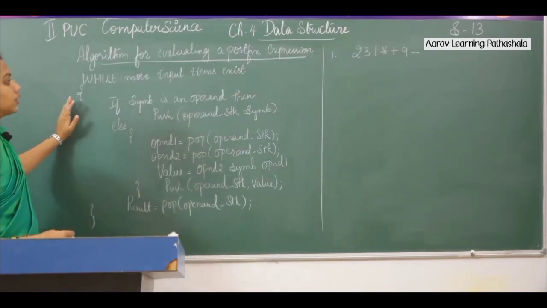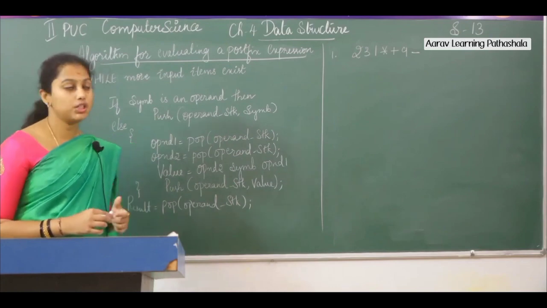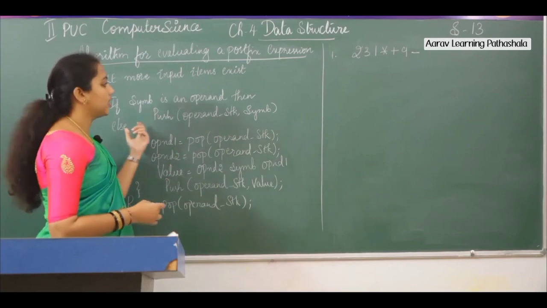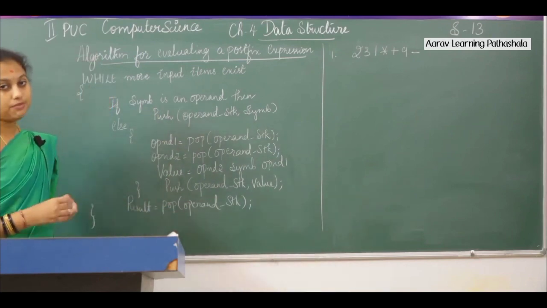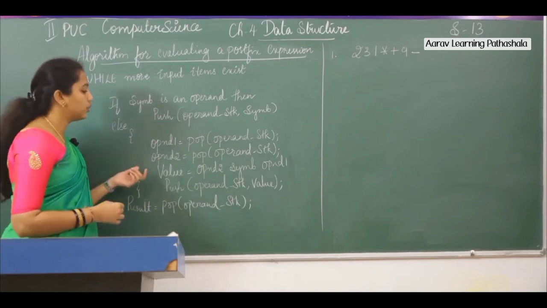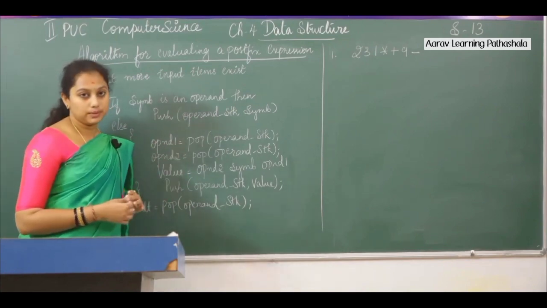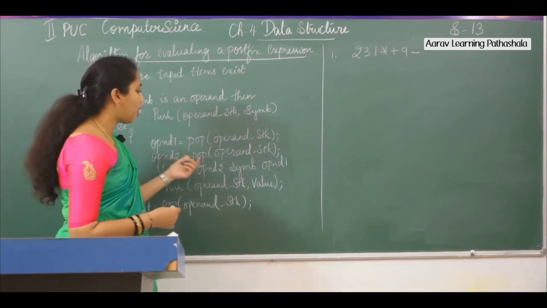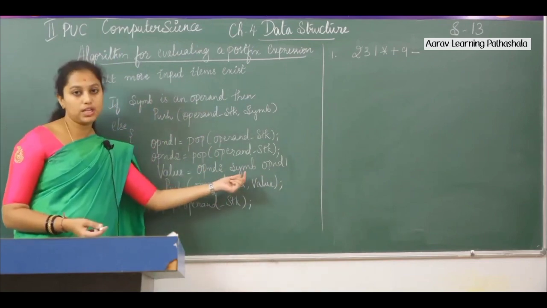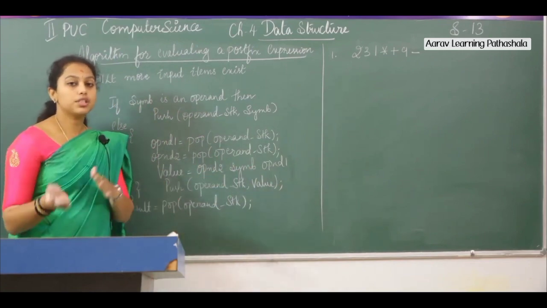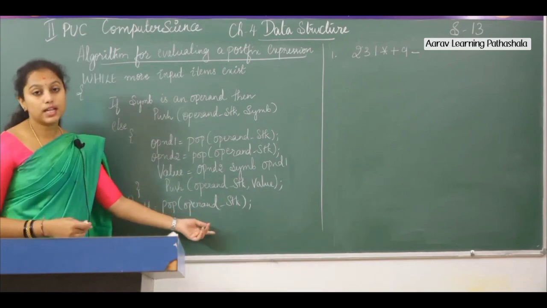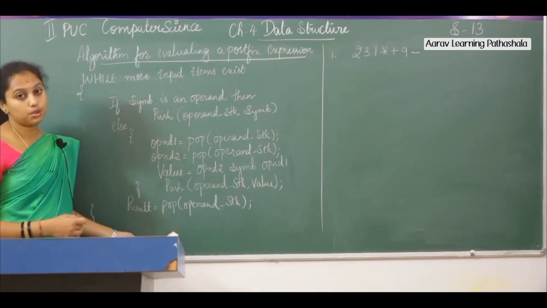So this is the algorithm for evaluating a postfix expression. While more input items exist, we are going to check whether it is an operand or an operator. If it is an operand, we are going to push it into the stack. Else, if we get an operator as input, we are going to pop out 2 operands from the stack to perform some operation, and then we are going to push that result into the stack. Then we are going to pop out that result as the output of the stack.